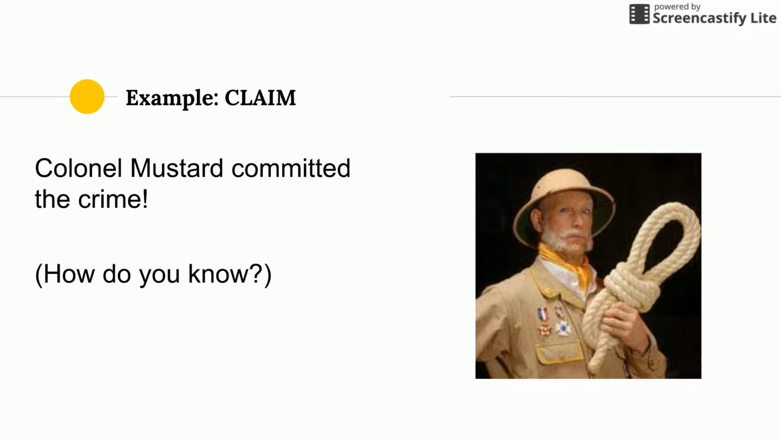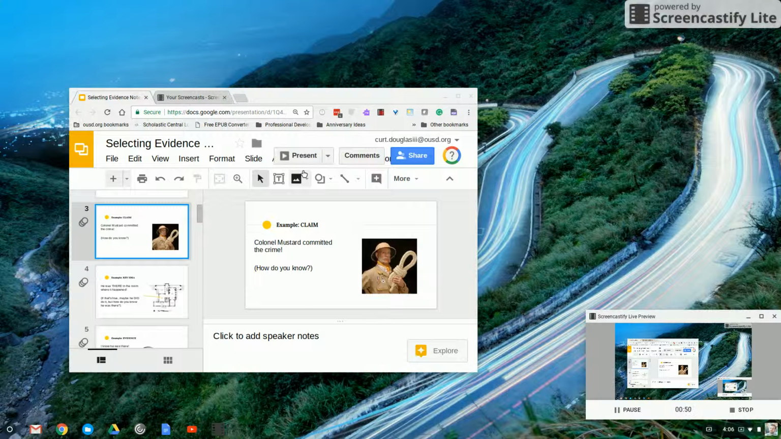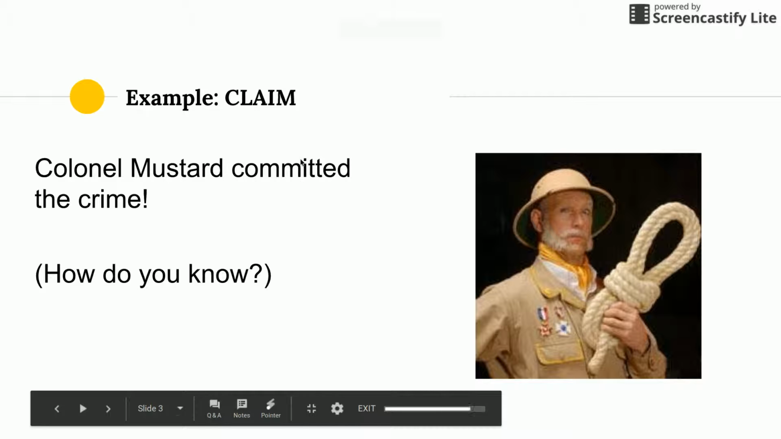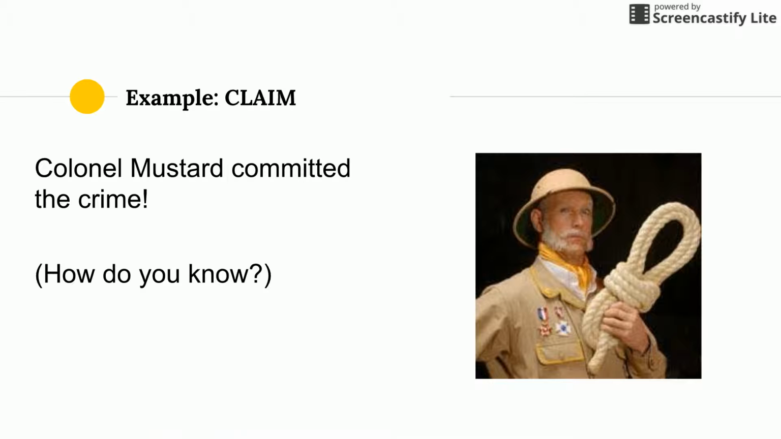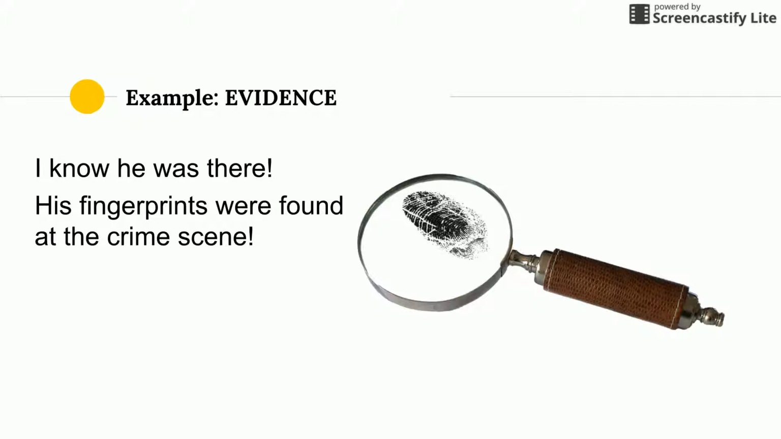Let's take an example. Example claim: Colonel Mustard committed the crime. How do you know? Example of a key idea: he was there in the room where it happened. If that's true, maybe he did do it. But how do you know he was there? Example of evidence: I know he was there. His fingerprints were found at the crime scene.